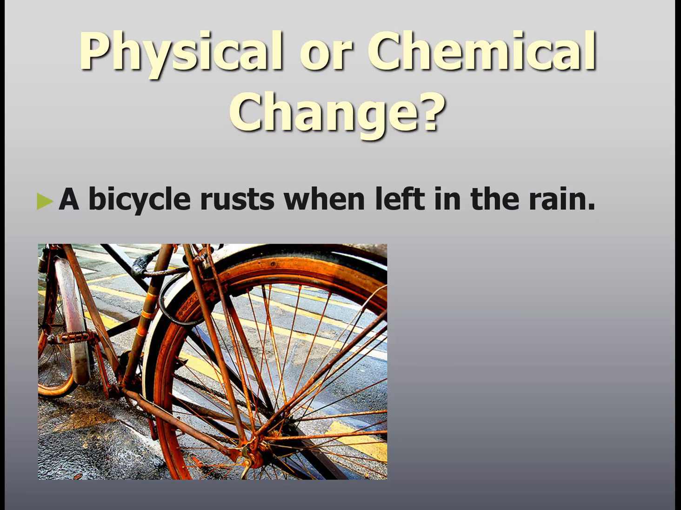A bicycle rusts when left in the rain. Is this a physical or a chemical change? Well, because we're dealing with rust and a reaction with the rain or the water from the rain, this is a chemical change.